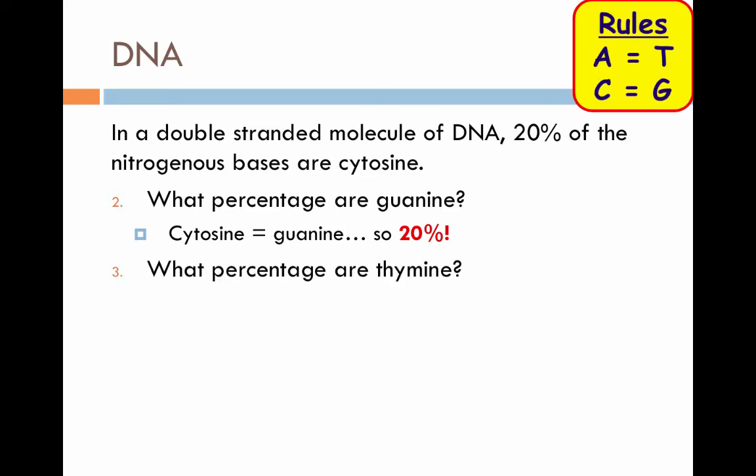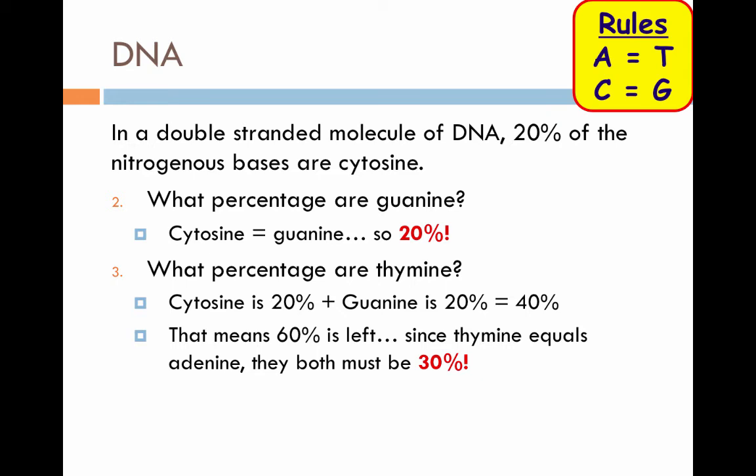Next question. What percentage are thymine? Okay, this is a little harder. If cytosine is 20% and guanine is also 20%, that means they total 40%. That leaves 60% left. Since thymine equals adenine, that must mean that thymine is 30% and adenine is 30%.